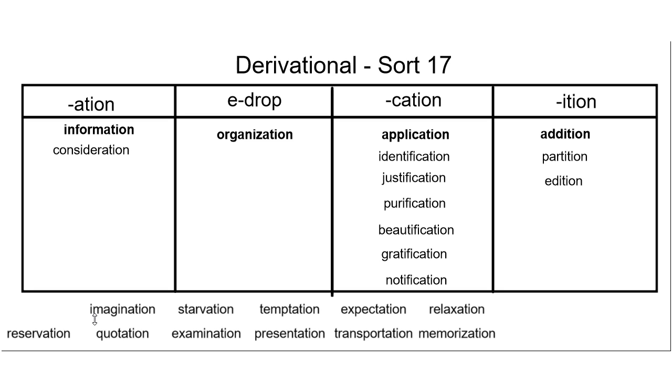However, the word imagination, the root word is imagine. Imagine is spelled I-M-A-G-I-N-E. In order to add the ation, the E was dropped to add on the suffix, so that will go in the E-drop category. Go ahead and pay very close attention to the base words of each of these words in order to finish your sort.